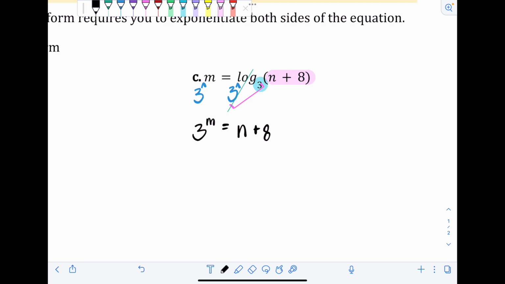And then I just want to get n by itself now, so I'm going to go ahead and subtract over the 8. So it would be 3 raised to the m minus 8 equals n as my exponential form. So 3 raised to the m minus 8 equals n.